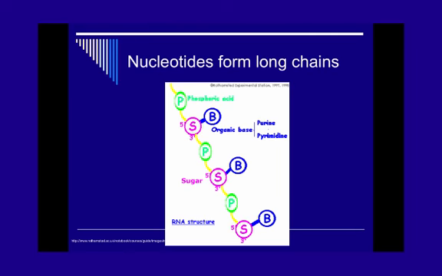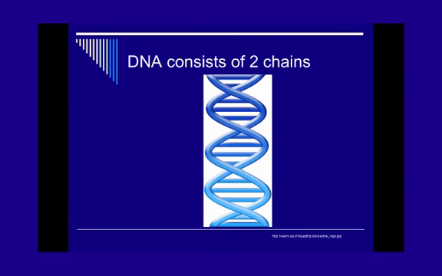Nucleotides form long chains, and you can see by this diagram here that the phosphates form links, kind of like, it almost looks like a bracelet or a necklace. And we have a phosphate, sugar, and you notice that the bases are sticking off to the side. DNA consists of two chains. It's also called the double helix. I'm sure you've heard that before.